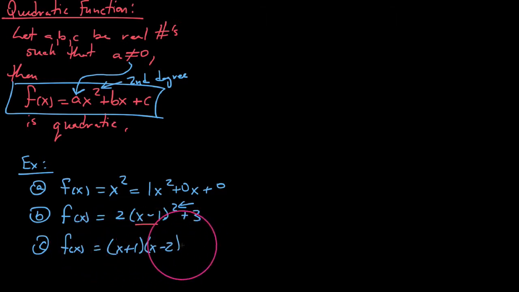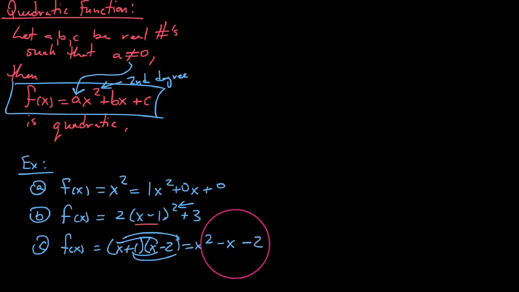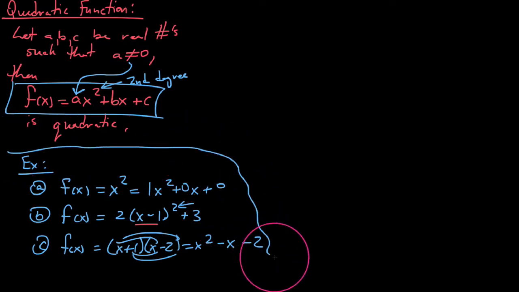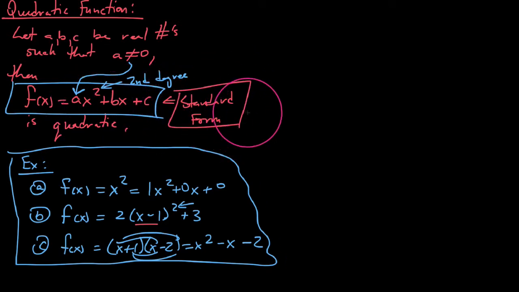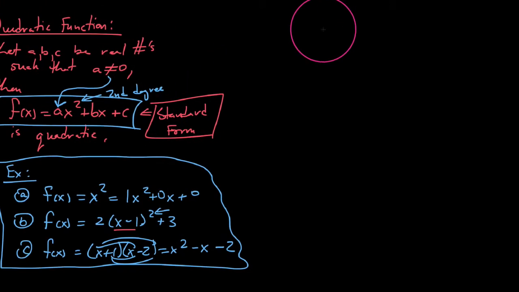The reason why is because if we were to FOIL this out, we get x squared minus 2x plus x, which is minus x, and then minus 2. This would also be quadratic. Just as a matter of example, those are all quadratic things because we have something squared in them. So now, what do I want you to know about quadratic things? Well, first things first, this right here is usually referred to as standard form. When you see something written in ax squared plus bx plus c form, we are going to refer to this as standard form.